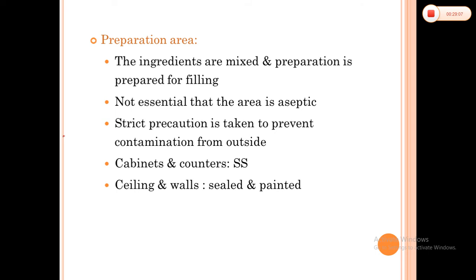Suppose you are entering into the preparation area, you have to change your clothes first. You have to sanitize yourself before entering into the production area. You have to wear the proper attire, the gowning that we have already discussed. You have to use sterilized rubber gloves, so that there should not be any contact of your open hands with any type of contamination. Mostly cabinets and counters are prepared with stainless steel. Ceiling and the walls must be sealed and painted.